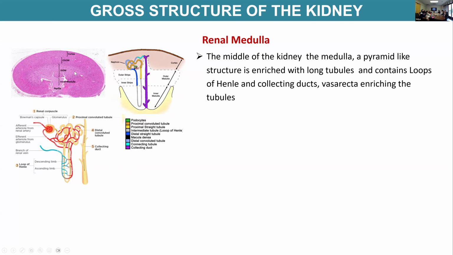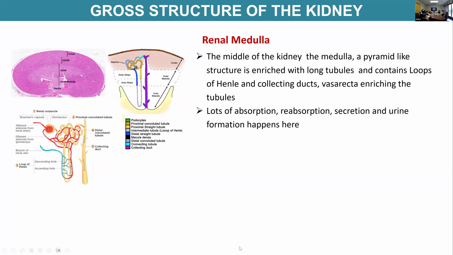The medulla is a pyramid-like structure, which has long tubules, which has the loop of Henle, and it is also enriched by vasa recta. Vasa recta is the capillary bed that interacts with the tubules, and it's important in the reabsorption process. So in the medulla, there is a lot of reabsorption and secretion, and thereby we get the urine.